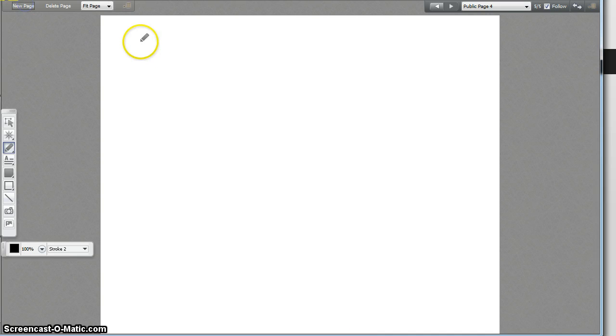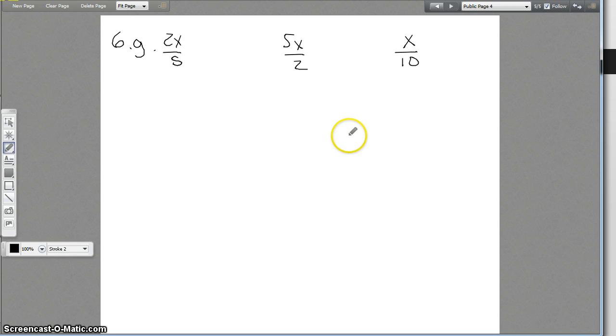Okay, let's look at number 6, part G. Part G has 2x over 5, 5x over 2, and x over 10. Okay, between 5, 2, and 10, what is our common denominator? Our least common multiple is going to be 10. So I'm going to write each of these as a fraction of 10. I don't have to do anything to the last fraction because it's already a fraction of 10.